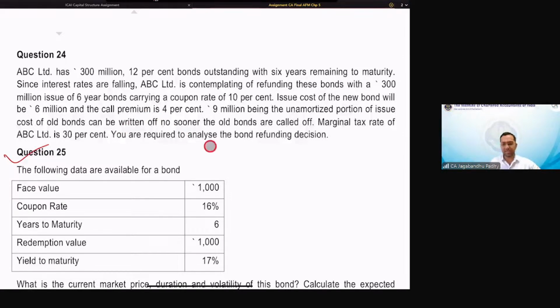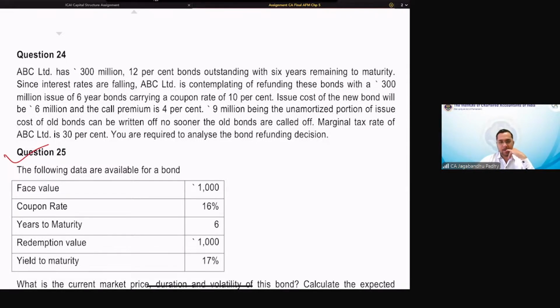Okay, you are required to analyze the bond refunding decision. So we have to look at whether we should retire the bonds early or not. Now again, in this question also, we are going to take the decision based on the concept of NPV, net present value calculation. Net present value will be computed, and if the NPV turns out to be positive, we will be retiring the bond. And if the NPV turns out to be negative, then we will not be retiring the bond.